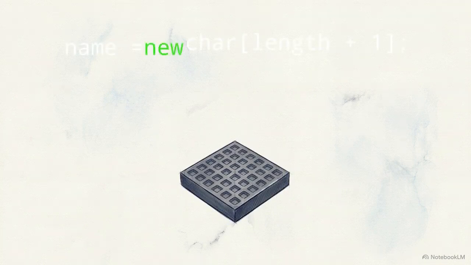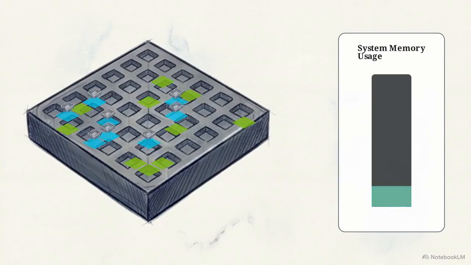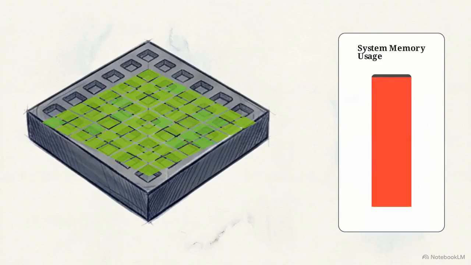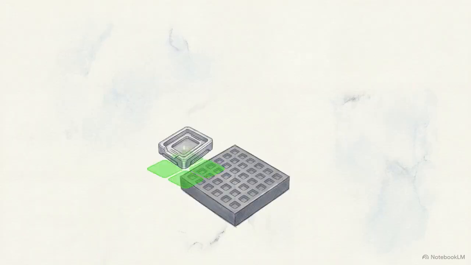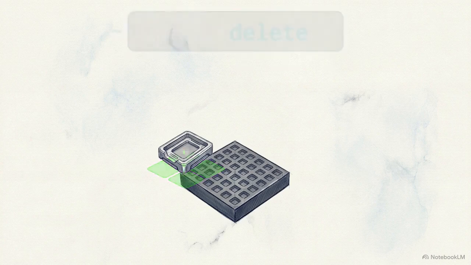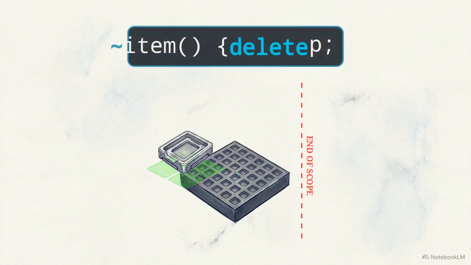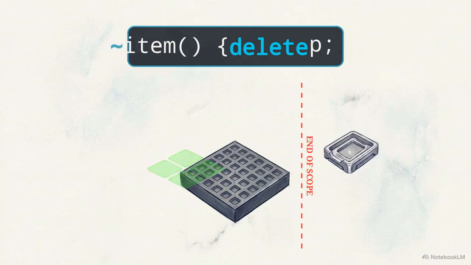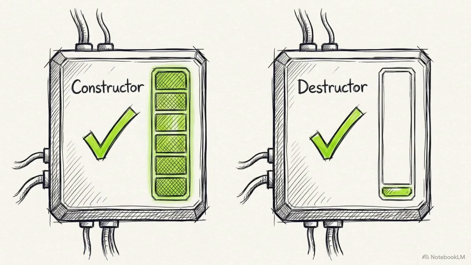Constructors also handle dynamic memory allocation. Using the new operator, the constructor calculates the required space and requests it from the heap at runtime. But dynamically allocated memory must be explicitly released when the object scope ends, or the program will suffer memory leaks. This is the job of the destructor, marked by a tilde symbol. When the object reaches the end of its scope, the destructor automatically invokes the delete operator. This releases the specific blocks of heap memory back to the operating system. Paired together, constructors and destructors provide automated control over the memory lifecycle, ensuring state is always valid and resources are always returned.